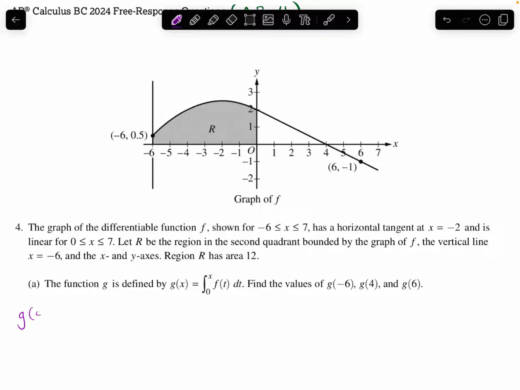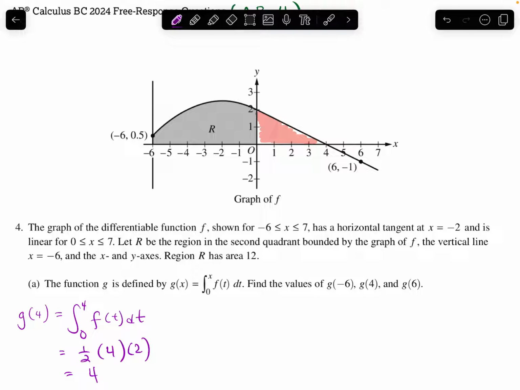So let's start with g of 4 first. Since g of 4 is the definite integral of this function from 0, and we're evaluating at 4, 4 is going to be our upper bound: the integral of f of t dt. What is the definite integral of f from 0 to 4? Another way of thinking about this is, what is the area enclosed between the x and y axes and underneath this curve? Well, you'll see here that we just have this triangle. Using the formula for the area of a triangle, 1/2, the base is 4, the height is 2. So 1/2 base times height gives us 4. 4 units squared, and you can just write 4 for now.